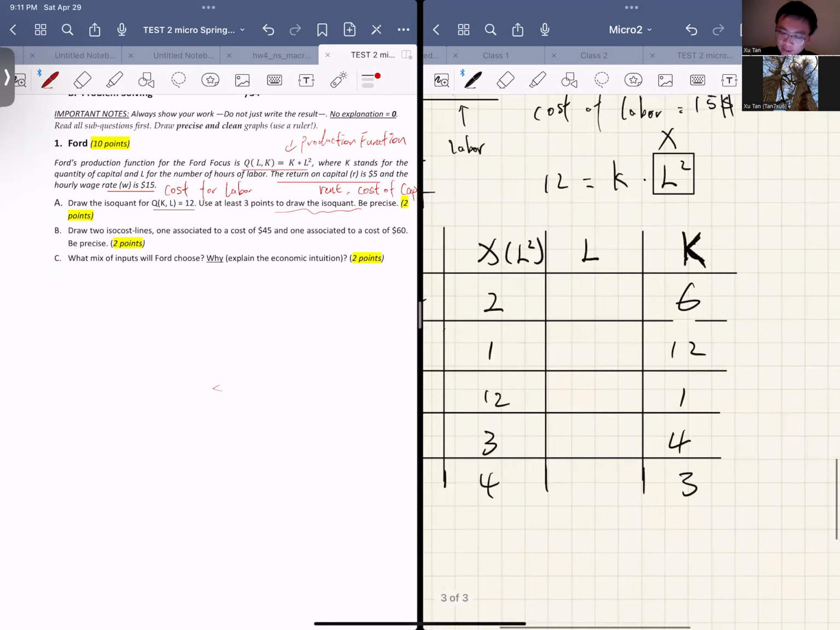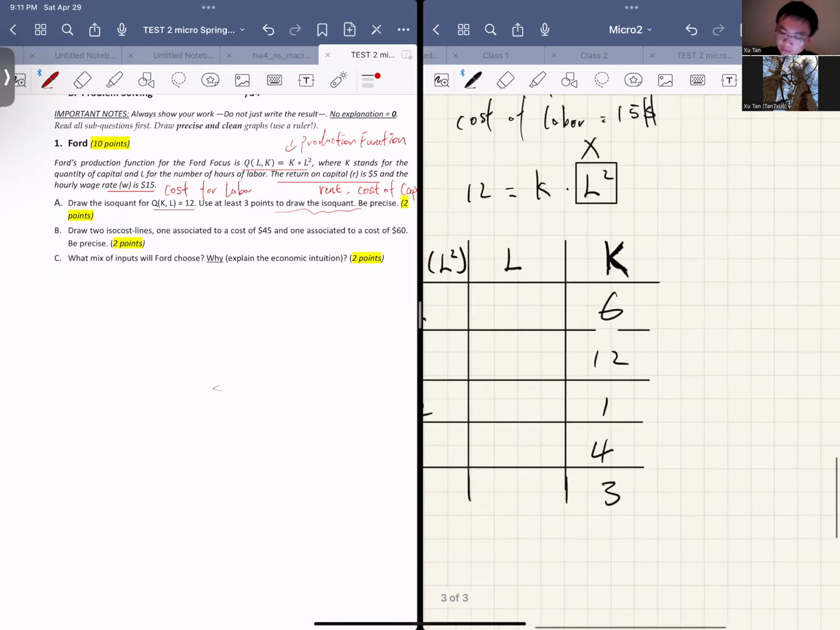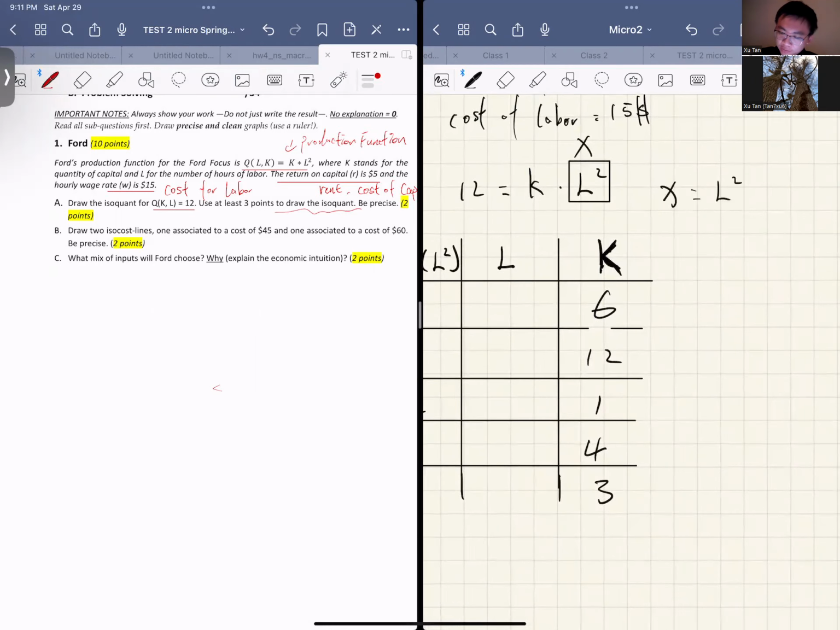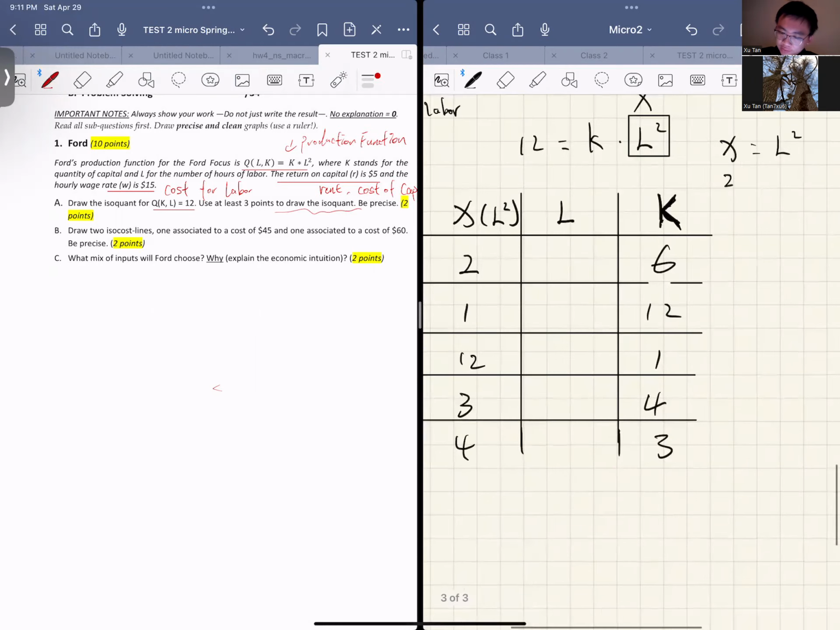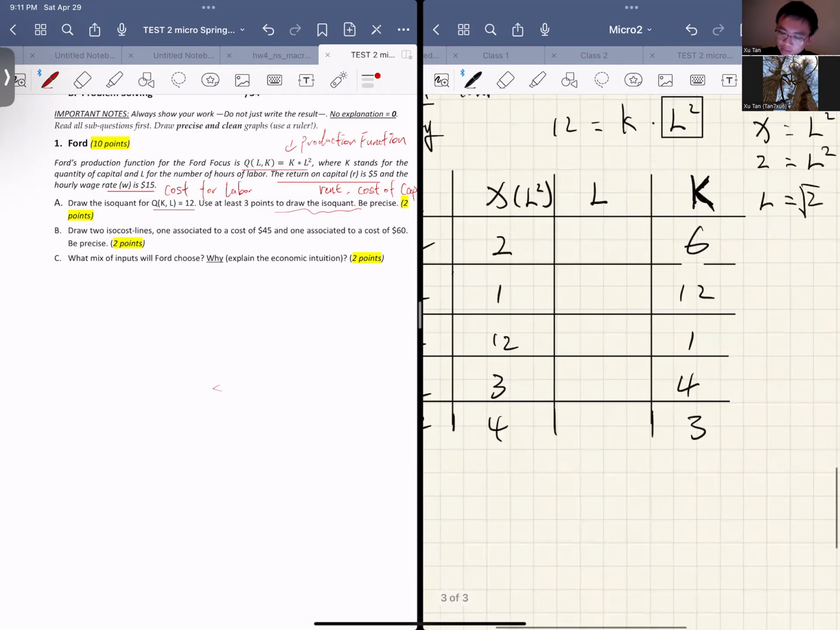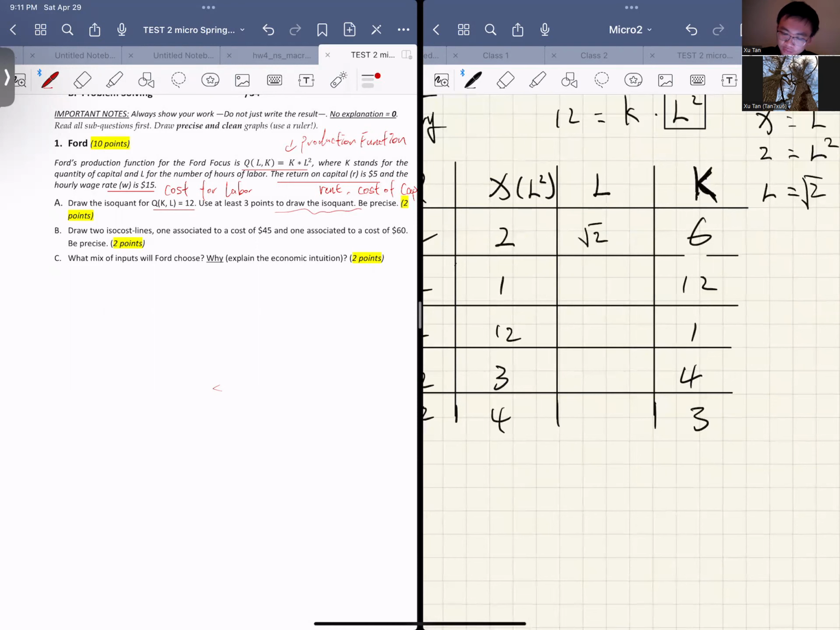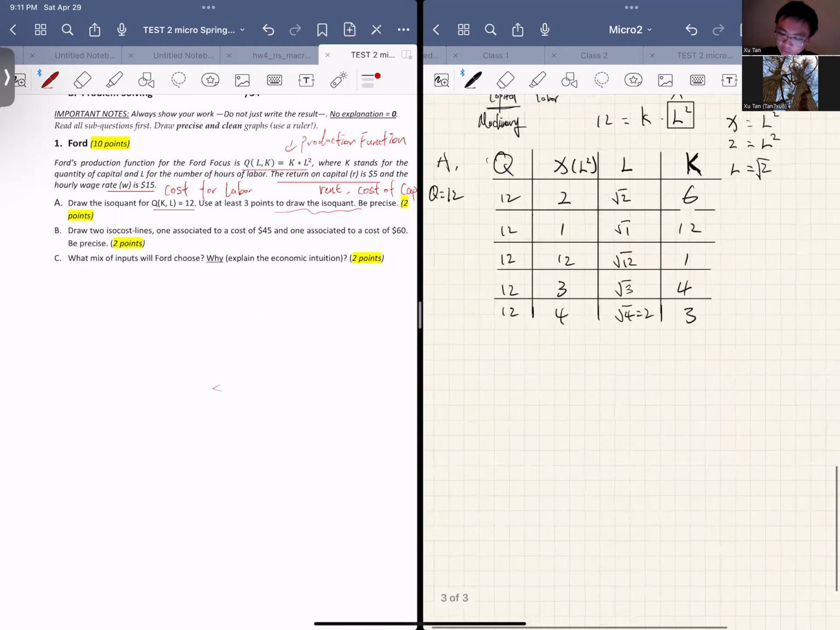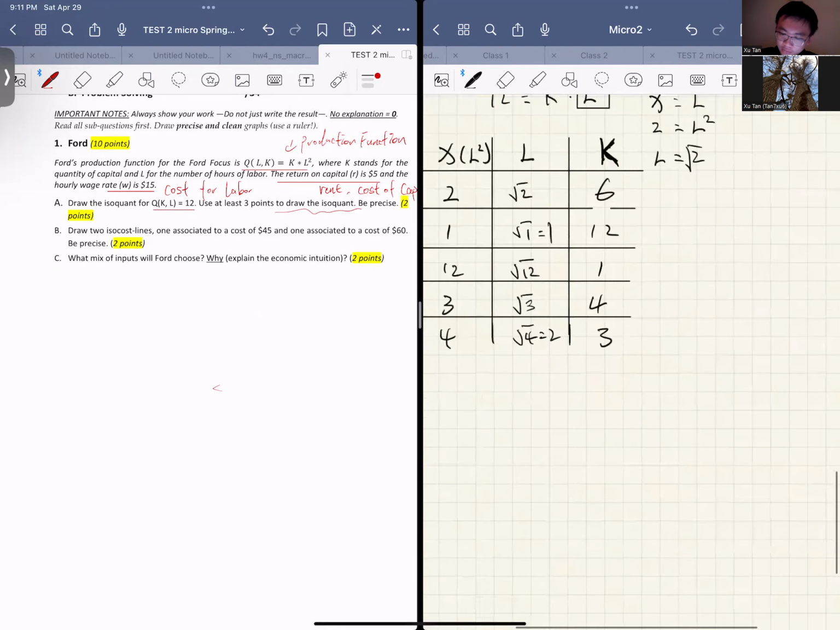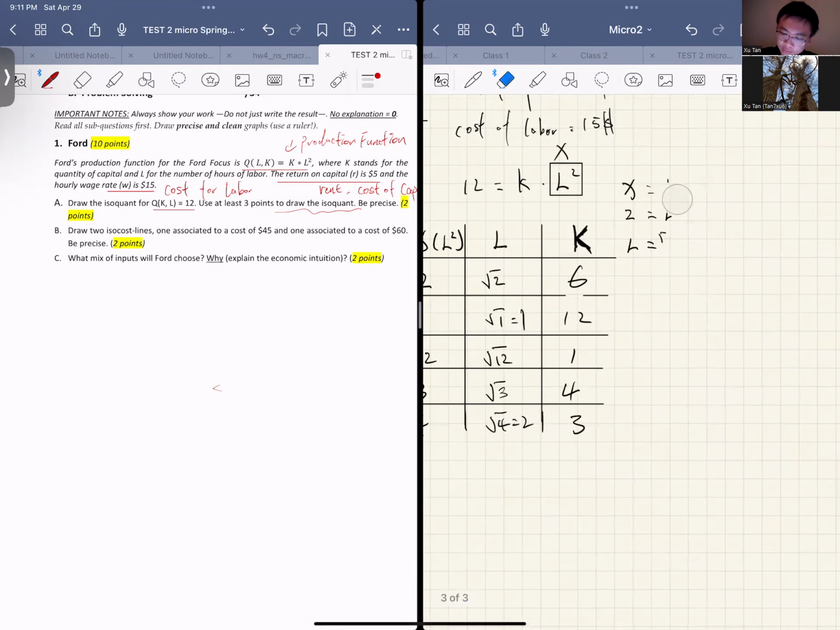So now we're trying to find L, okay? So x equals L squared. If x equals 2, L squared, so L equals square root of 2, okay? So we just square root everything on x. Square root of 2, square root of 1, square root of 12, square root of 3, square root of 4, which equals 2. Okay, so square root of 1 equals 1. Now we have all that. Which is this.